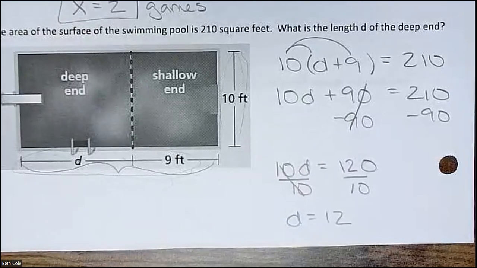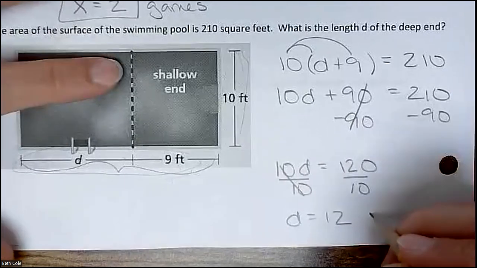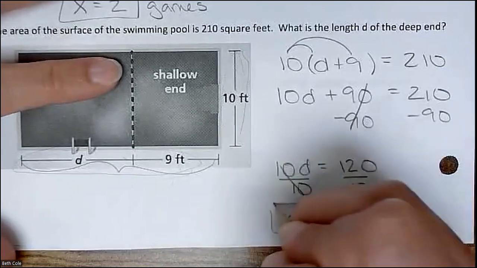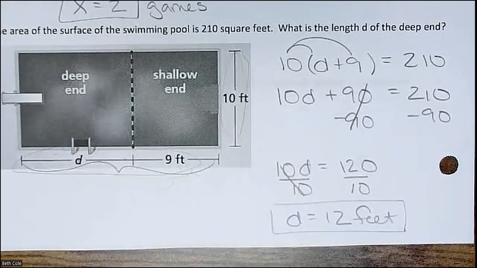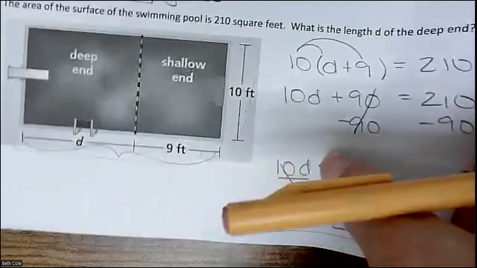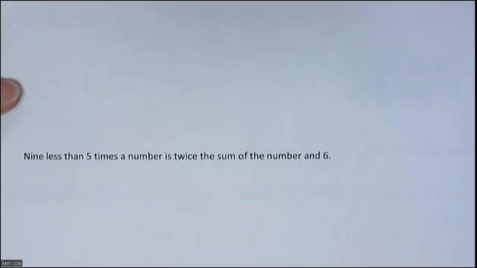When it's a word problem, you should put units. Feet. Yeah, the deep end is 12 feet, the shallow end is 9 feet. Well, it depends on how deep the deep end is. We'll do a couple more and then we'll do our break. Actually, let's do one more and then I'll give you a break, okay?